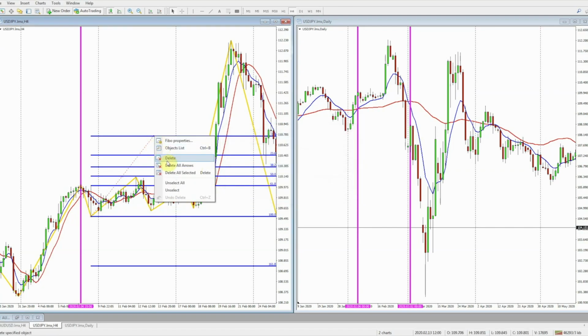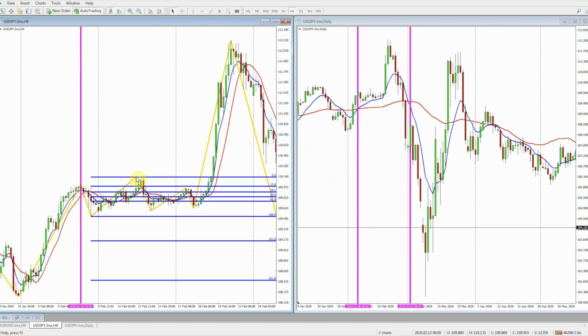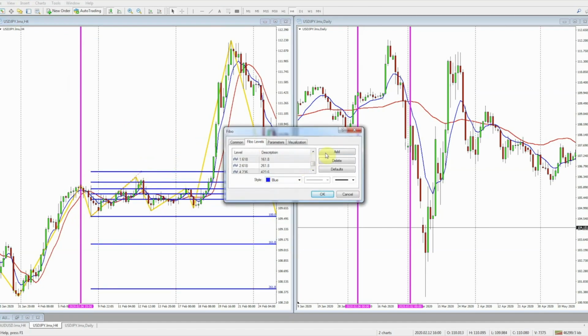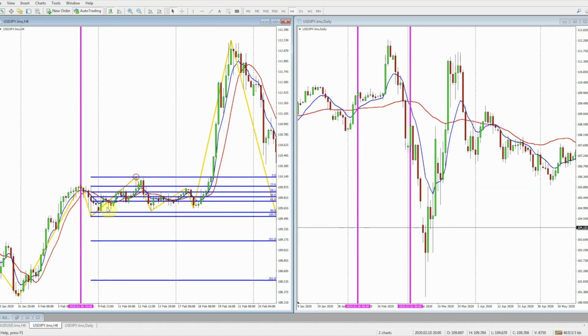So now I've removed the 90% level. If you can't find your Fibonacci up here, just go to Insert, Fibonacci Retracement. Then you draw a Fibonacci from the low to the high. Click on Properties for Fibonacci. Scroll down to the bottom, or say Add. Then 0.90, 90.0. That's okay. And as you can see, we have our 90% level. So remember to draw the Fibonacci from the low to the high.